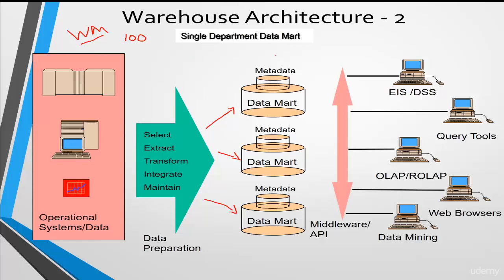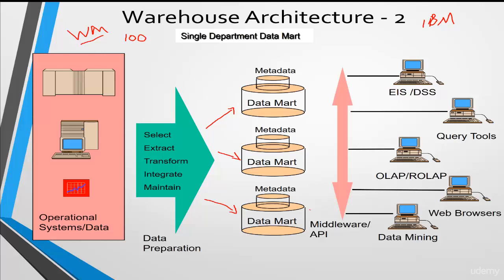Now, if you take another example of IBM, let's say it has different departments within IBM, right? So each department, let's say finance, logistics, payroll, all of these will be separately stored. They will not be communicating with each other, right? That's the reason it's called federated or single department data mart.